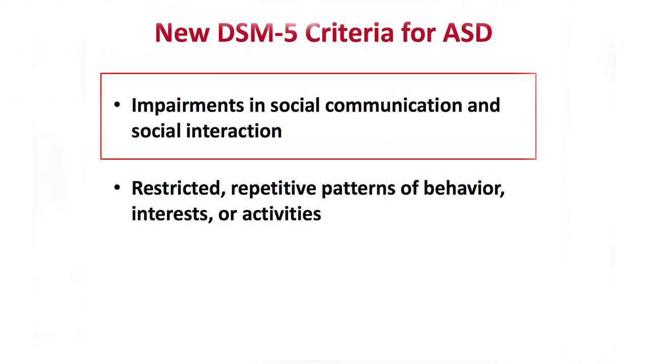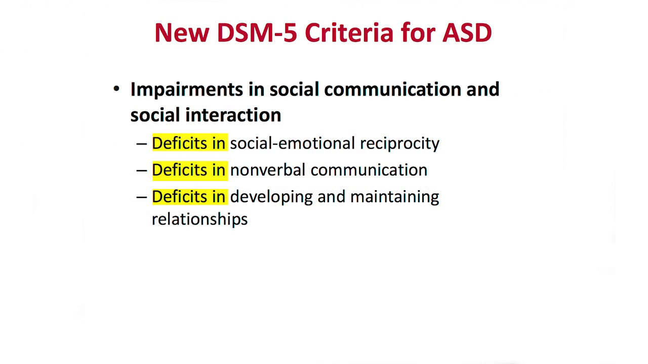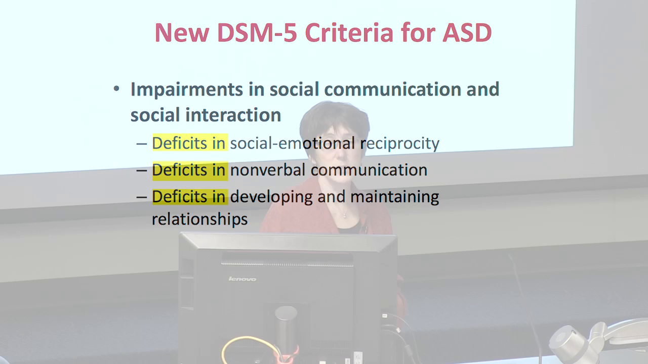Going back to the challenges of early diagnosis, I mentioned these are the proposed criteria. The diagnostic manual hasn't been published yet, but it's supposed to be out very soon. So the two main criteria are impairments in social communication and interaction, and restricted, repetitive patterns of behaviors, interests, and activities. Let's just look at the first one. These are the subcategories of behaviors: deficits in social-emotional reciprocity, deficits in nonverbal communication, and deficits in developing and maintaining relationships. So what's common to all of these things? They're deficits. So how do you see a deficit?